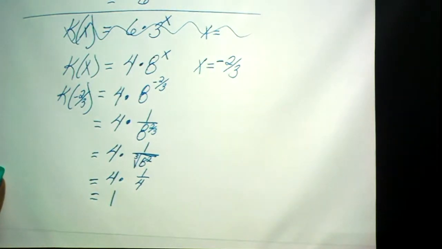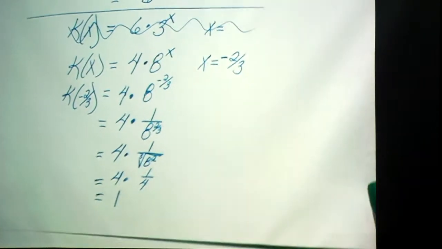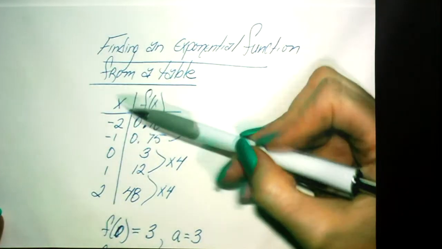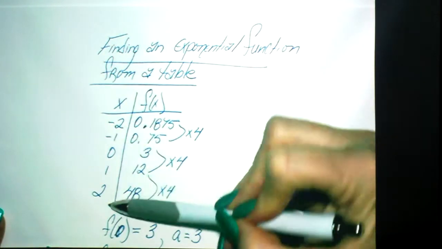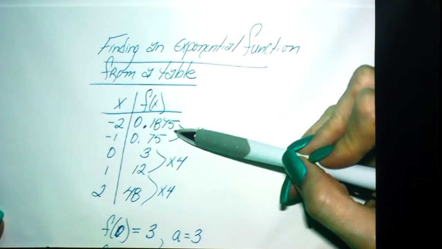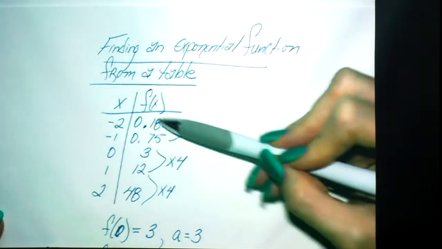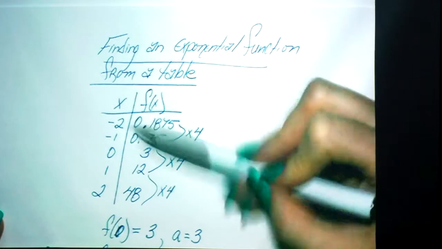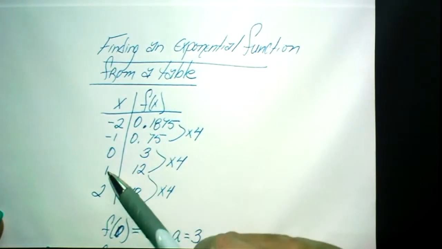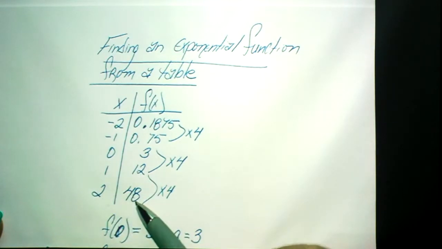Okay. Now, we are actually going to figure out our exponential function when we're given a table. Okay, so given a table of values, our x's are negative 2 all the way down to positive 2. And our function gives us 0.1875 at negative 2. At negative 1, we have 0.75. At 0, we have 3. At 1, we have 12. And at 2, we have 48.